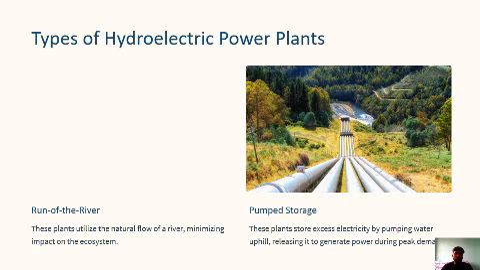Let us see the types of hydroelectric power plants. There are two types: run-of-the-river and pumped storage. Run-of-the-river plants utilize the natural flow of the river, minimizing the impact on the ecosystem. Pumped storage plants store excess electricity by pumping water, then release it to generate power. The forced water passes through a turbine, which rotates and generates electricity.